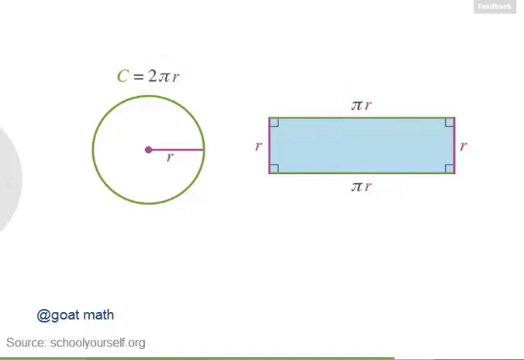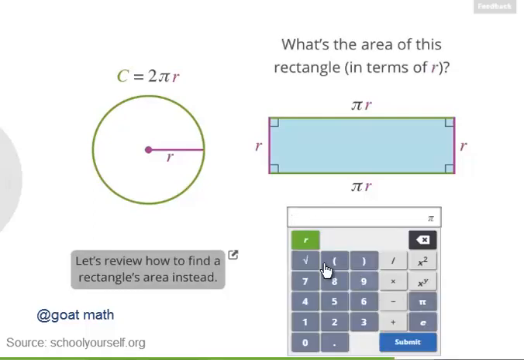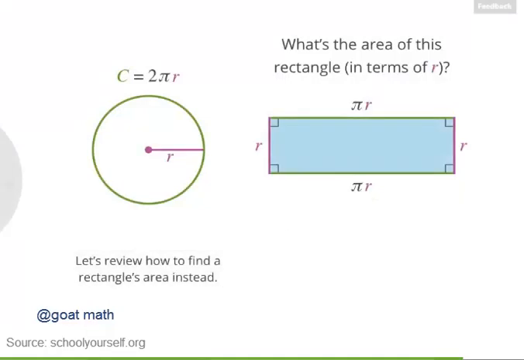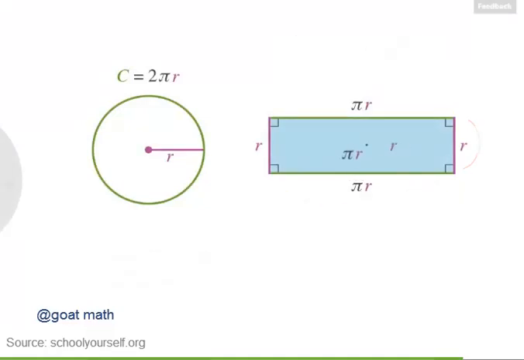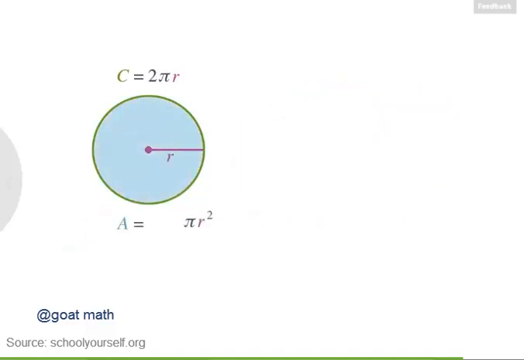So now that you've calculated the side lengths of this rectangle, what's the area? Nicely done. The area of a rectangle is its length times its width, so that's pi r times another r, or pi r squared. And as we said, this rectangle has the same area as this circle. So the area A of a circle with radius r is pi r squared.